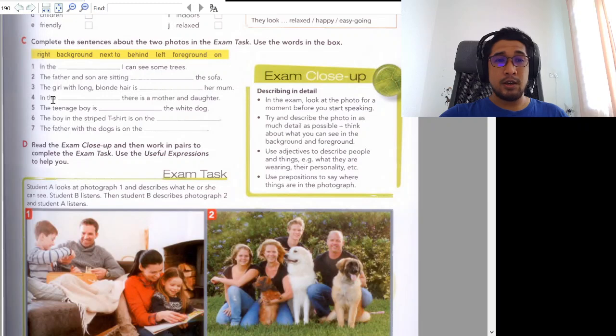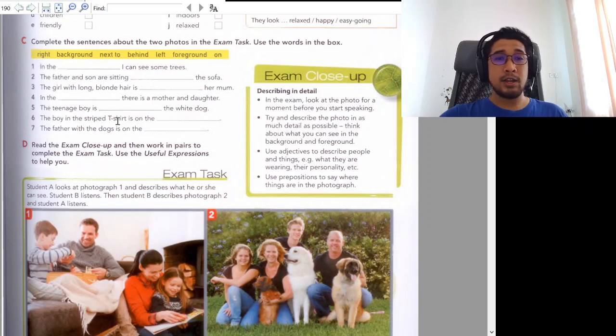4, in the foreground there is a mother and a daughter. Mother and a daughter here in the foreground. Bahagian depan gambar. So these two are in the background. These two are in the foreground. 5. The teenage boy is behind the white dog. Here, white dog. Where's the teenage boy? Behind the white dog.